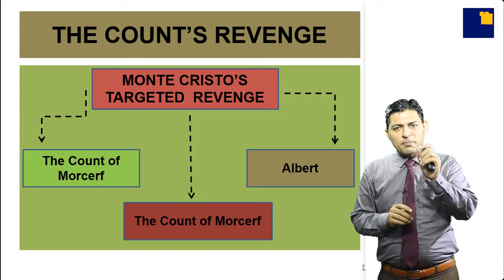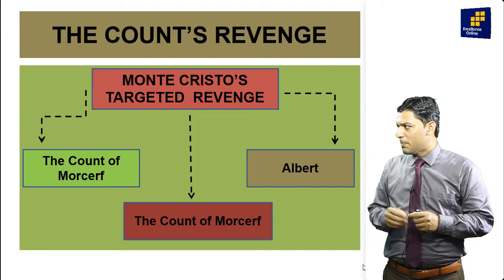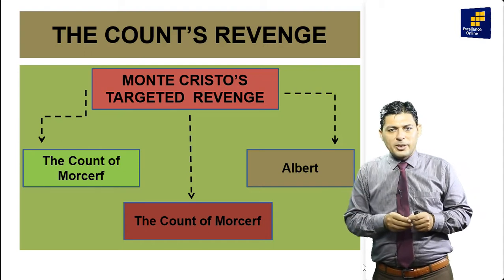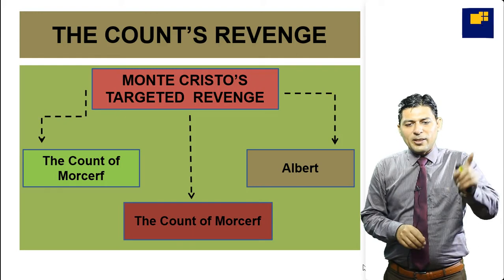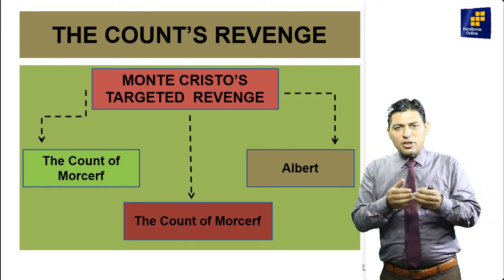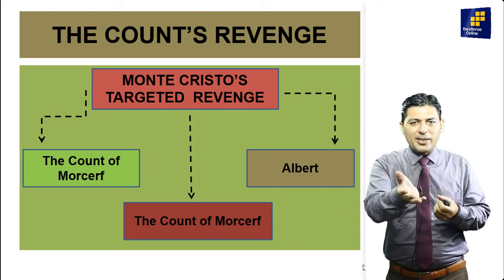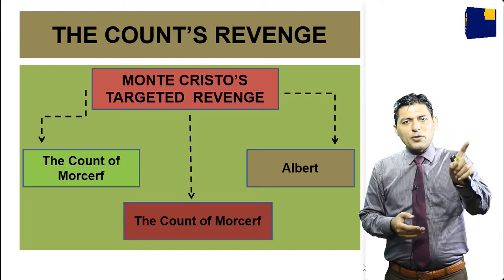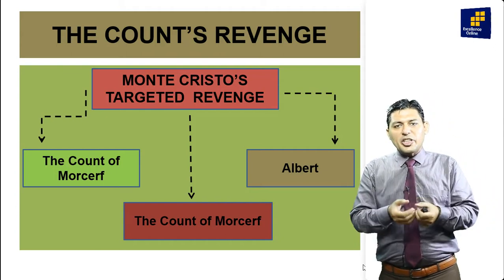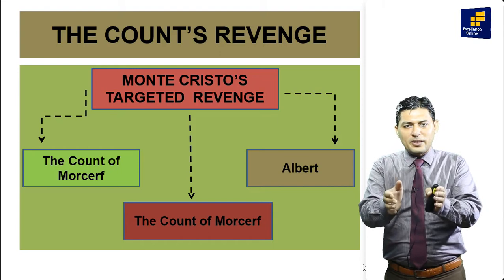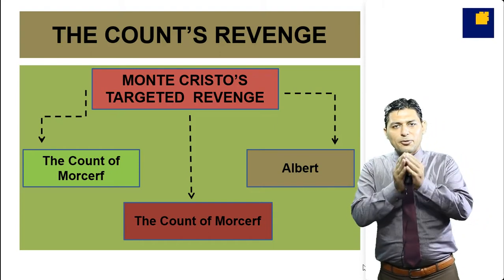The revenge of Count of Monte Cristo is targeted revenge. On one side we have the Count of Marseille, Albert, and the Countess of Marseille. He targets only one person, that is the Count of Marseille. His revenge is in 3 categories and will be called targeted revenge. He targets his enemy, he does not target his wife, he does not target his son. He has both of the members, Countess and Albert. His main target is the Count of Marseille.